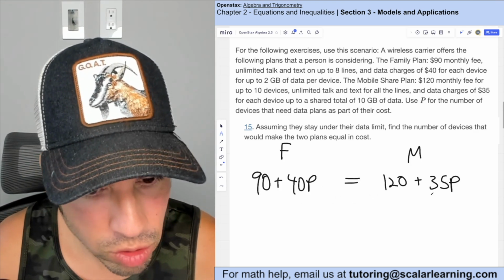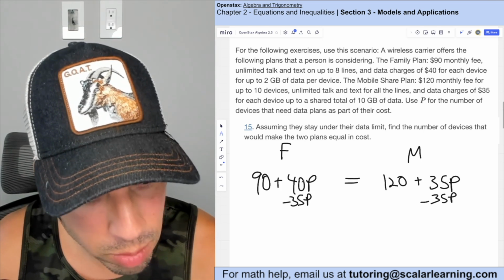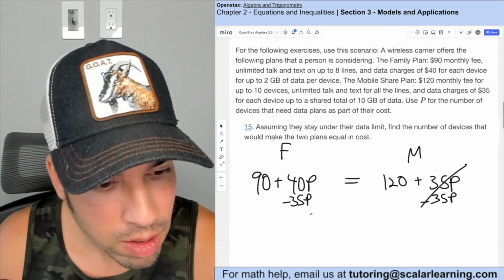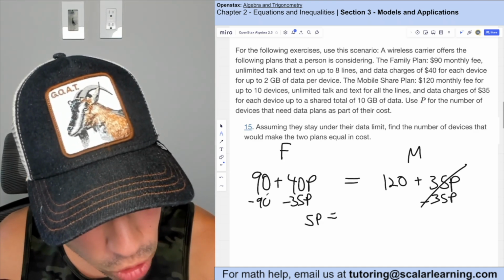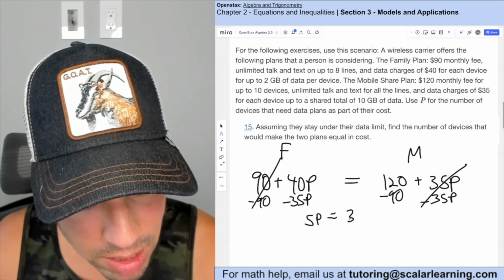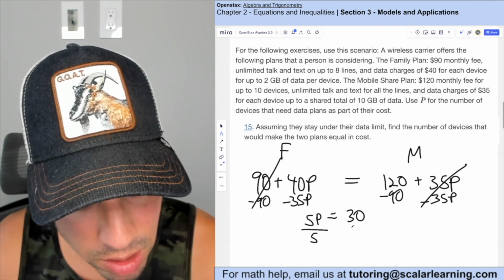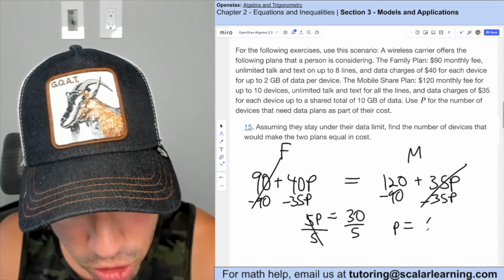So first I'm going to subtract 35p from both sides. And this is arbitrary, right? I could have subtracted 40p. This way you just keep the coefficient there positive. And I got 5p equals. And in the same step, I'm going to subtract 90 from both sides. Boom. And I get 120 minus 90 is 30. Last but not least, let's divide both sides by 5. And I get p equals 30 divided by 5, which is 6.